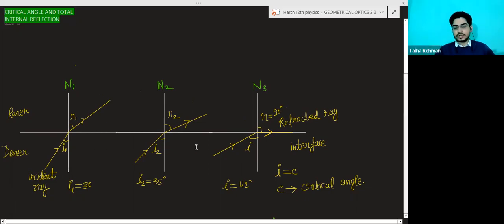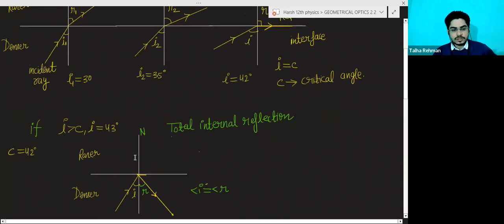And if someone asks what the critical angle is, you will say it is the angle of incidence for which the angle of refraction becomes 90 degrees, or you can say the refracted ray is grazing the surface, moving along the surface. This is the refracted ray, and it is moving along the surface. So this is total internal reflection. Here the angle of incidence is greater than the critical angle.